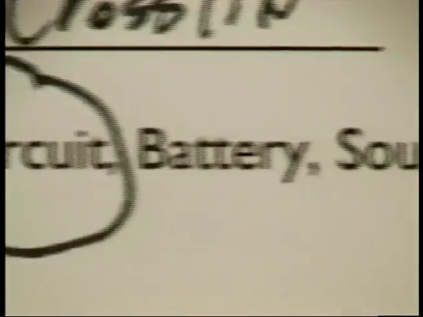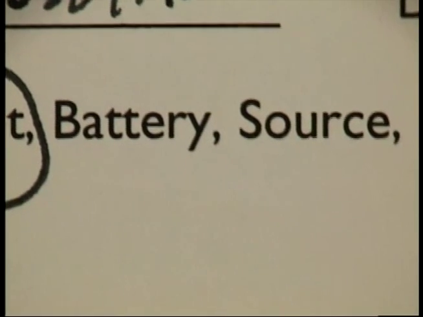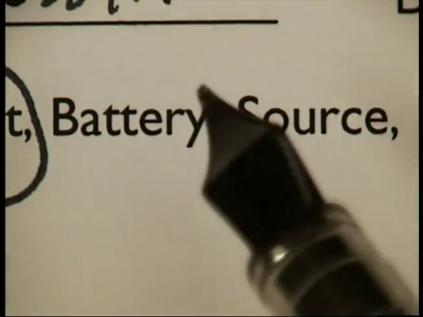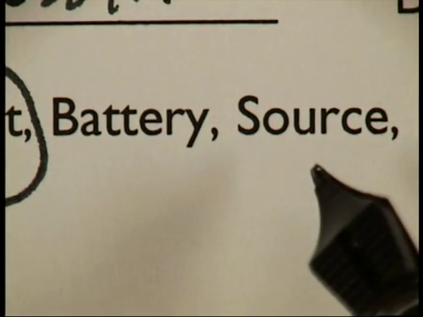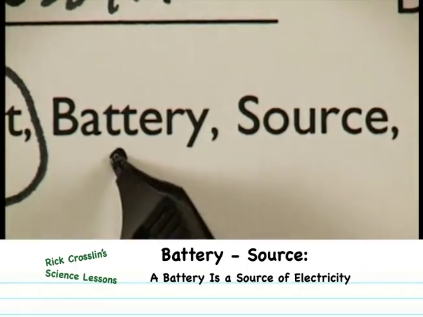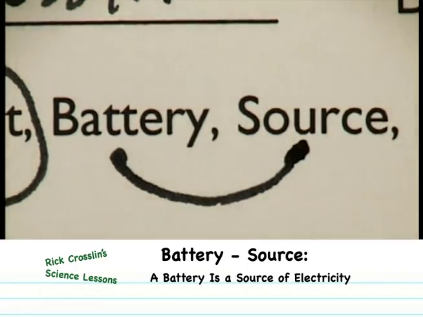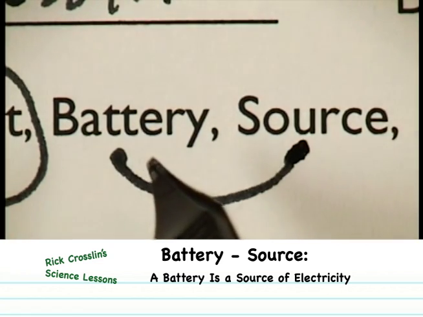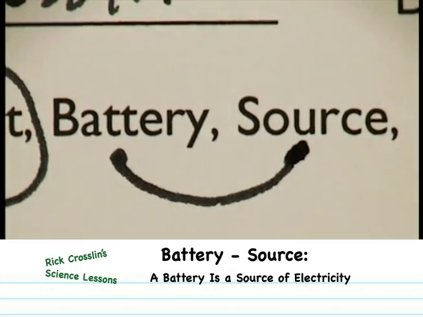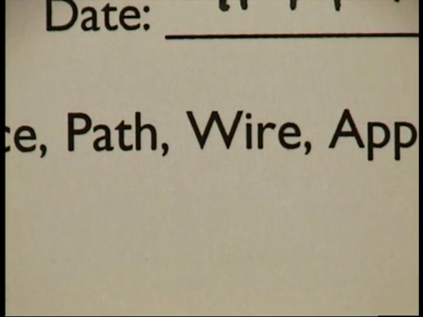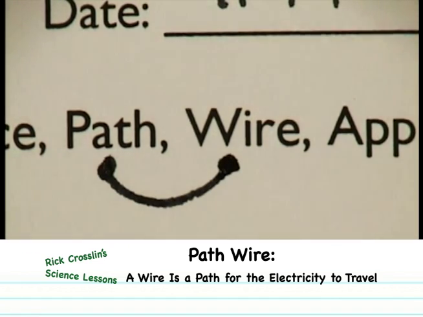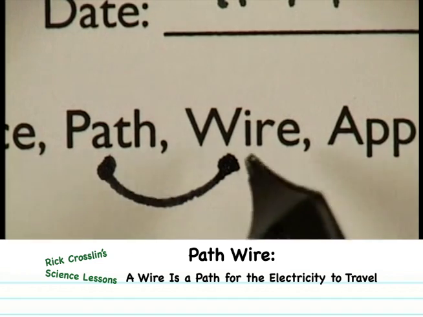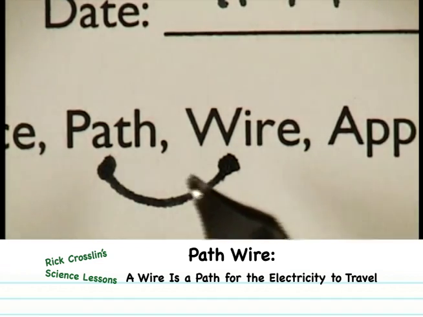Now there are a couple other words we're going to talk about. These two go together. Say the word when I say it. Battery. Source. A battery is a source of electricity. So today I want to hear these words: battery, source, and circuit. Two more words. Path. Wire. A wire is a path for the electricity to travel, so I'm going to connect my two.